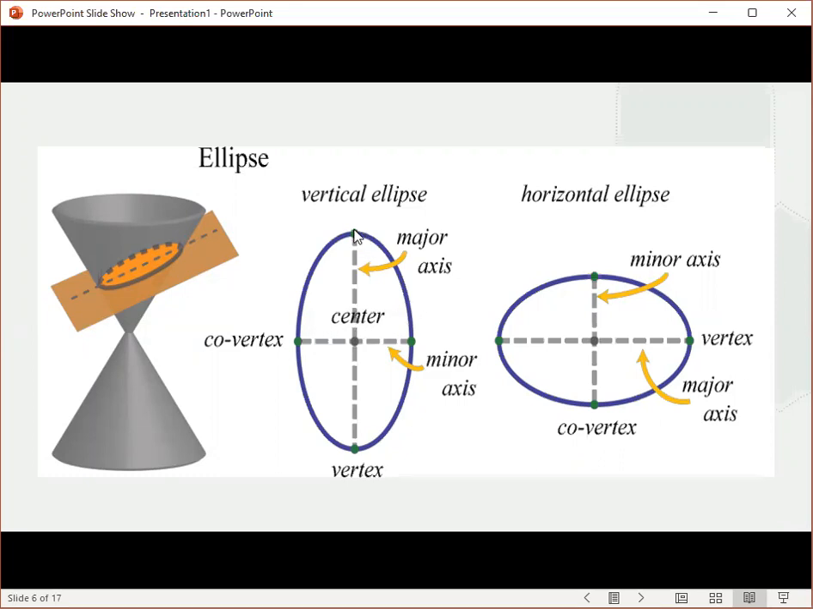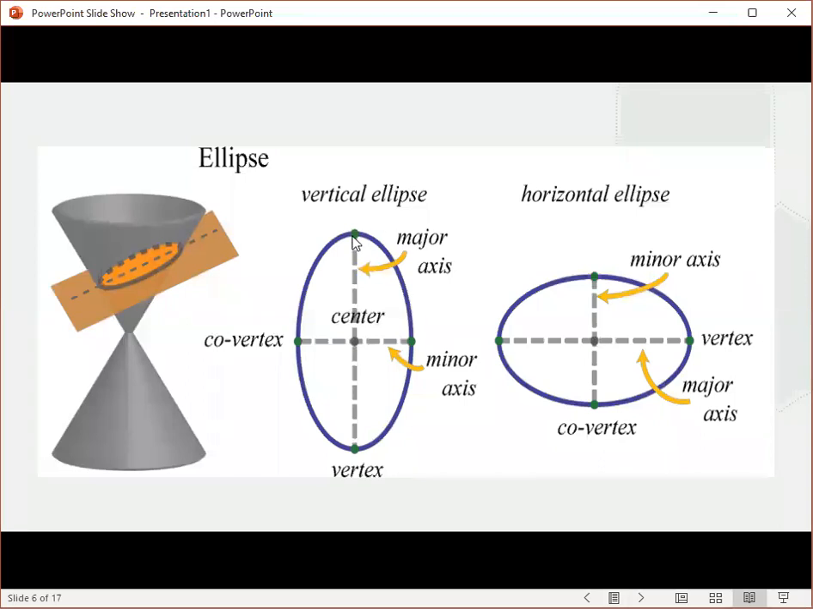As you can see here, this longer line is called the major axis, and the shorter axis is called the minor axis. So same on the horizontal ellipse. The major axis is horizontal, the minor axis is vertical. Again, for the vertical ellipse, the major axis is vertical. For the horizontal ellipse, the major axis is horizontal. When we talk about major axis, that is the longest axis on your ellipse. Minor axis is the shorter one.